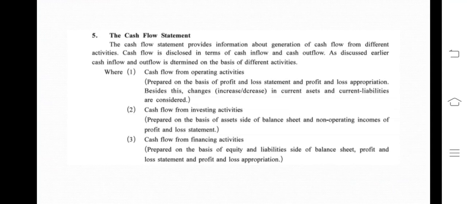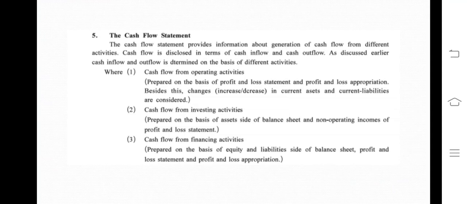The cash flow statement provides information about generation of cash flow from different activities. Cash flow is disclosed in terms of cash inflow and cash outflow. As discussed earlier, cash inflow and outflow is determined on the basis of different activities, where cash flow from operating activities is prepared on the basis of profit and loss statement and profit and loss appropriation. Besides this, changes, that is increase or decrease in the current assets and current liabilities, are considered.